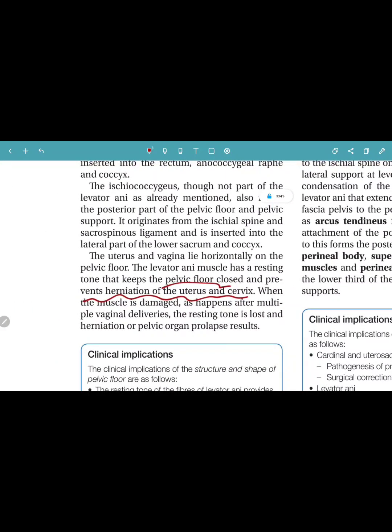Why is this levator ani muscle very important? It prevents herniation of the uterus and the cervix. So when the muscle is damaged, as happens after multiple vaginal deliveries, the resting tone is lost and herniation of pelvic organ prolapse results.